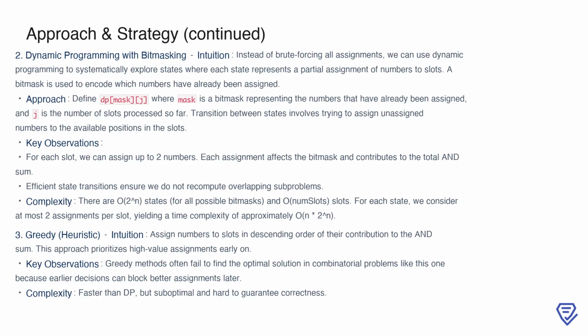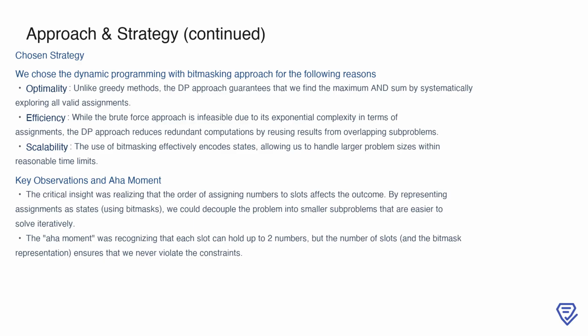Greedy methods, on the other hand, prioritize high contribution assignments early on but often fail to find the optimal solution due to their short-sighted decision-making. While faster, greedy approaches are less reliable for this problem. Ultimately, we chose the dynamic programming with bit masking approach for its ability to guarantee optimality.